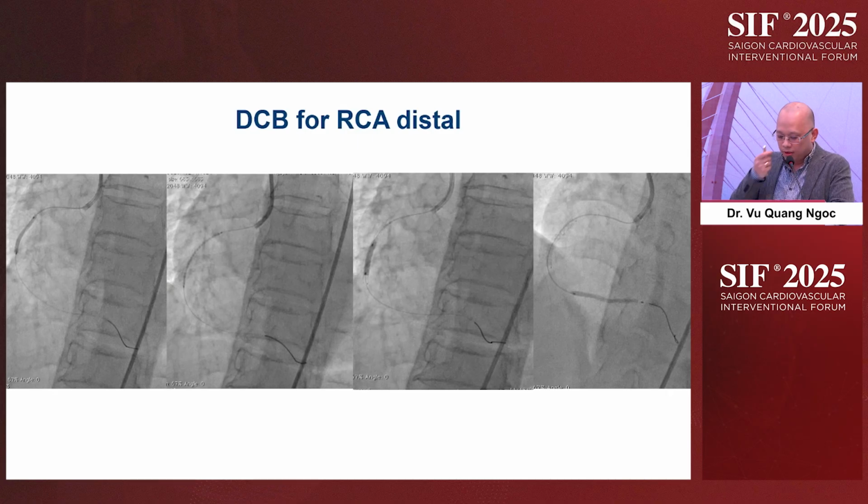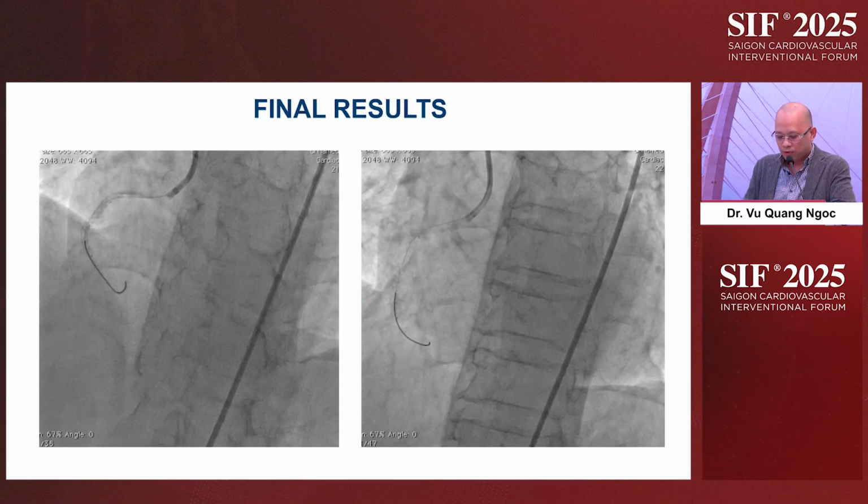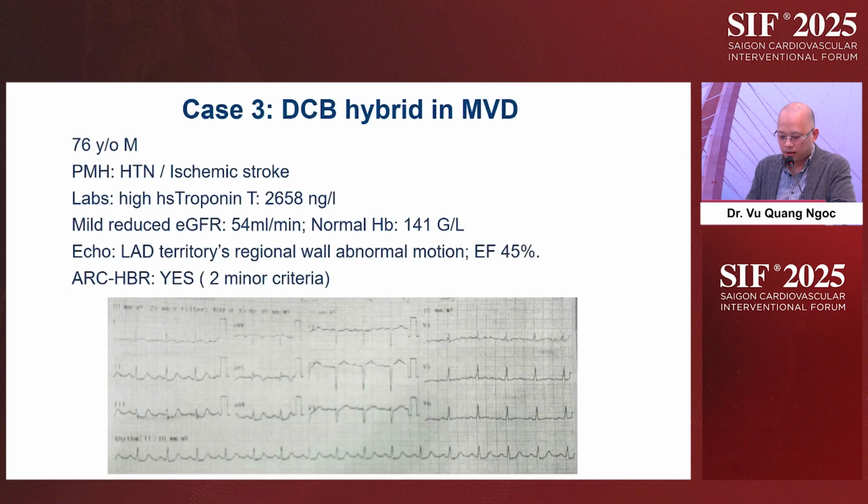This is the case of DCB for a STEMI patient. She has a culprit lesion in the right coronary artery, with very tight stenosis of the mid RCA and diffuse disease of the distal RCA. So we did the hybrid strategy, stenting the mid part and using a DCB for the distal part. She avoided the two-stent strategy, as we have done previously in our daily practice.